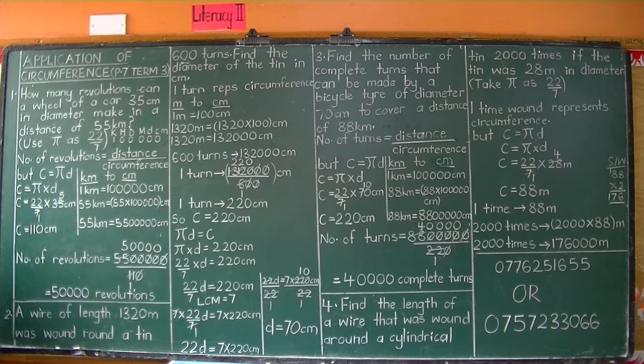Remember, we are finding the number of revolutions, which is found by dividing distance by circumference. Only that we have different units. We cannot divide unless we have the same units. We cannot divide kilometers directly by centimeters. So the distance is in kilometers and the circumference in centimeters. For us to be able to divide, we must harmonize the units, make them agree.